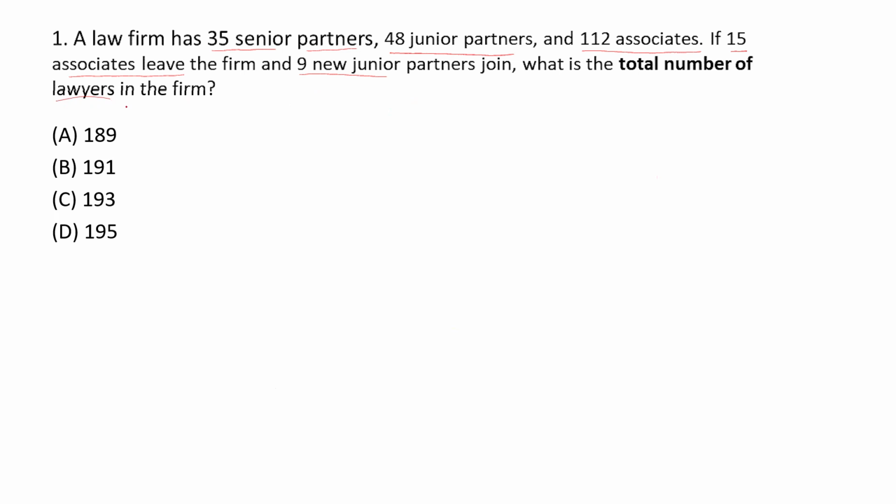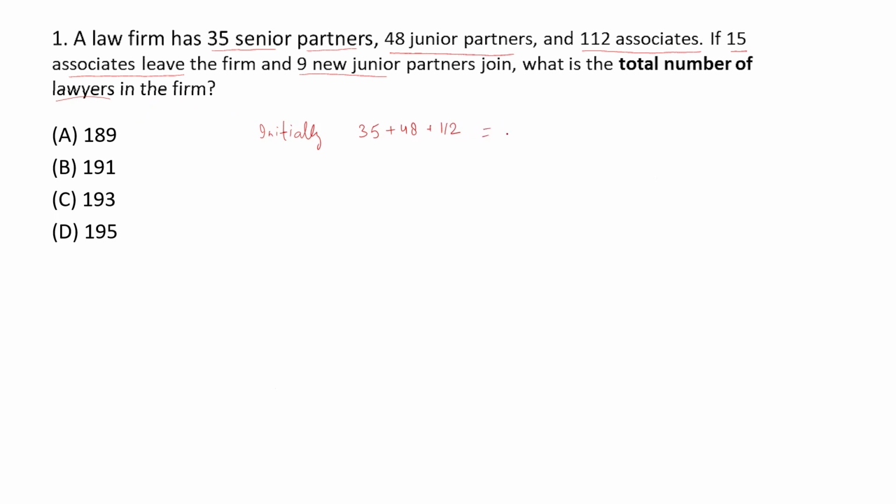Okay, what is the total number of lawyers in the firm? First of all, all are lawyers. All people in the law firm are lawyers. So the first thing you have to figure out is what the initial scenario was. Initially, in the firm, how many lawyers were there? Initially, we had 35 senior, 48 junior, and 112. These many total lawyers were there, right?